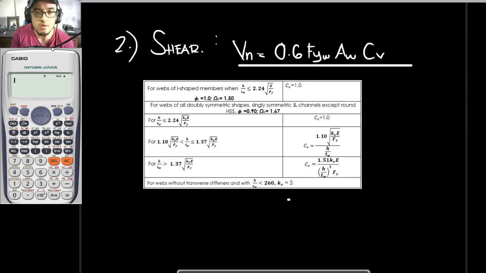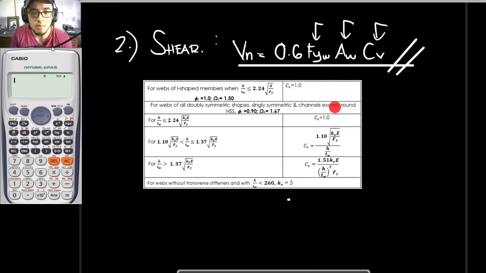Okay, so this is to be your equation where your Fyw would be the yield stress of your web, your Aw would be the area of the web, and your Cv would be these factors right here. So, pwede yung 1.0 siya, pwede yung 1.0, then pwede din itong equations na to. So, it would depend upon what case your structural member would have.